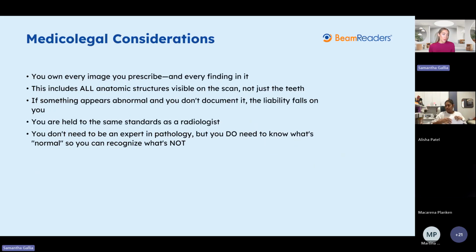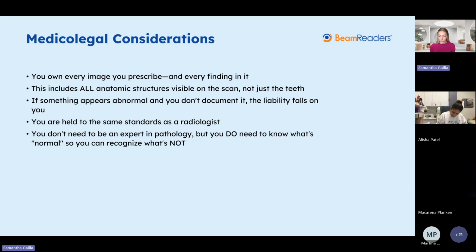And then moving into medical legal considerations. This is super, super important because you want to be protected, right? You want to know the risks of taking any kind of image or test. So you own every image that you prescribe and every finding in it. That includes all anatomic structures visualized on the scan, not just the teeth.